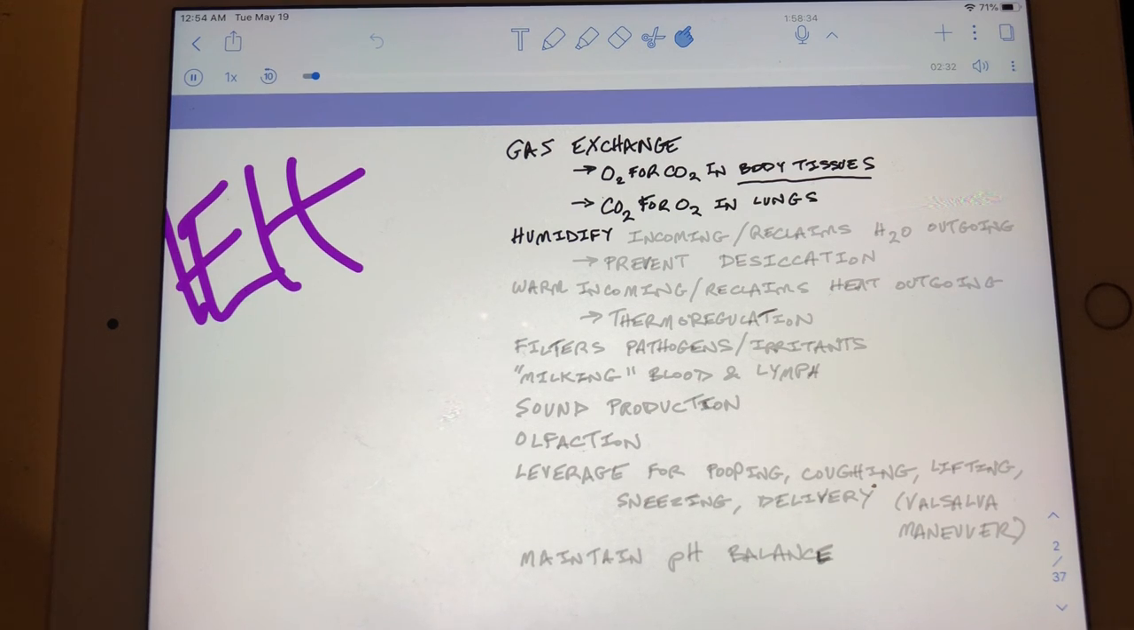The respiratory system humidifies incoming air, and reclaims moisture, thereby helping us to prevent desiccation, drying out, which is a huge threat faced by terrestrial organisms. And it's going to look like I've misspelled the word desiccation, but this is actually how it's spelled. It's two C's and one S. Isn't that frustrating? I know.